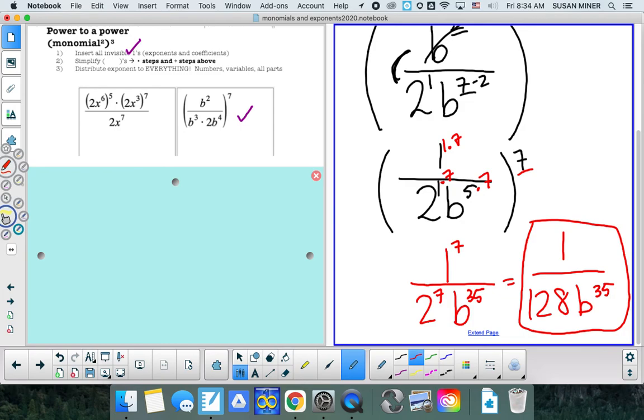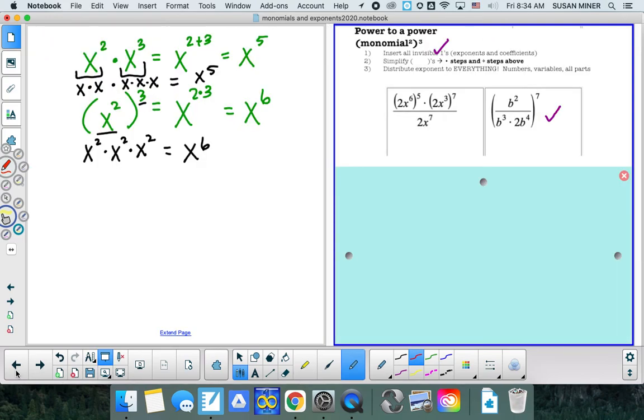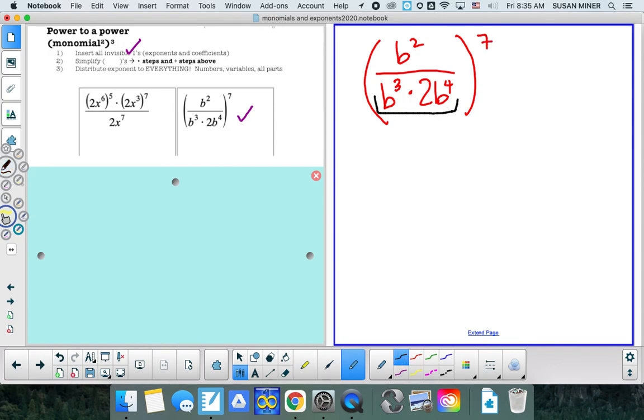Or let's try it another way. Okay, got to get some more blank workspace here. Let's try the same problem another way. Remember, again, everything inside the parentheses is now the base. This whole thing inside the parentheses is getting multiplied by itself 7 times. That's what the parentheses are saying, right?